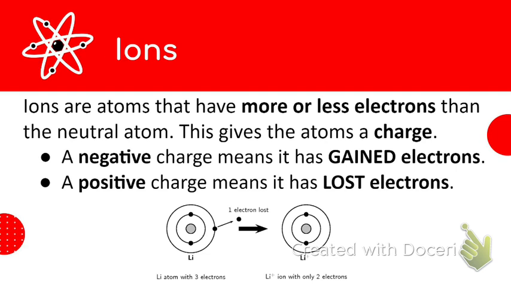And then on the flip side of that, a positive charge means that it has lost electrons. So if an atom has a positive charge, it means that electrons have been taken away. And so a positive charge, those electrons are being lost, and so we are getting rid of negative electrons. So that causes an overall positive charge.